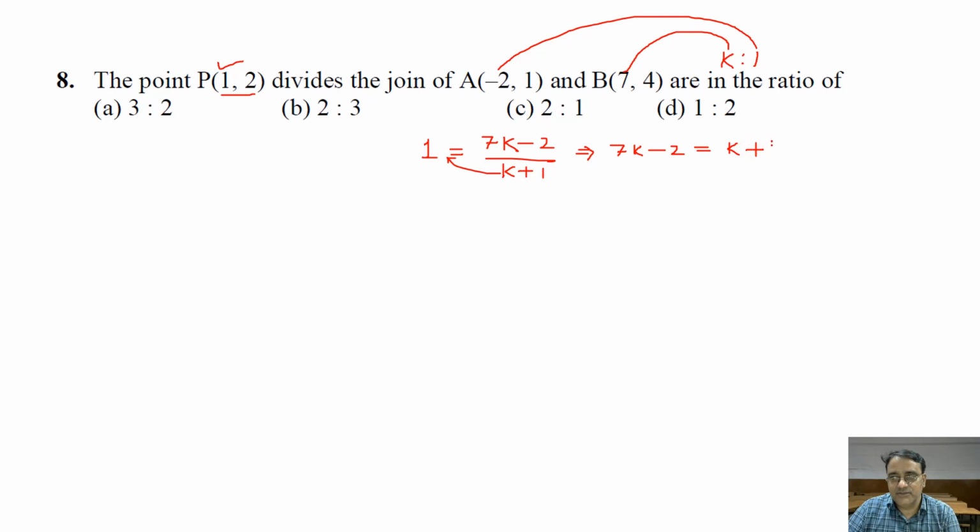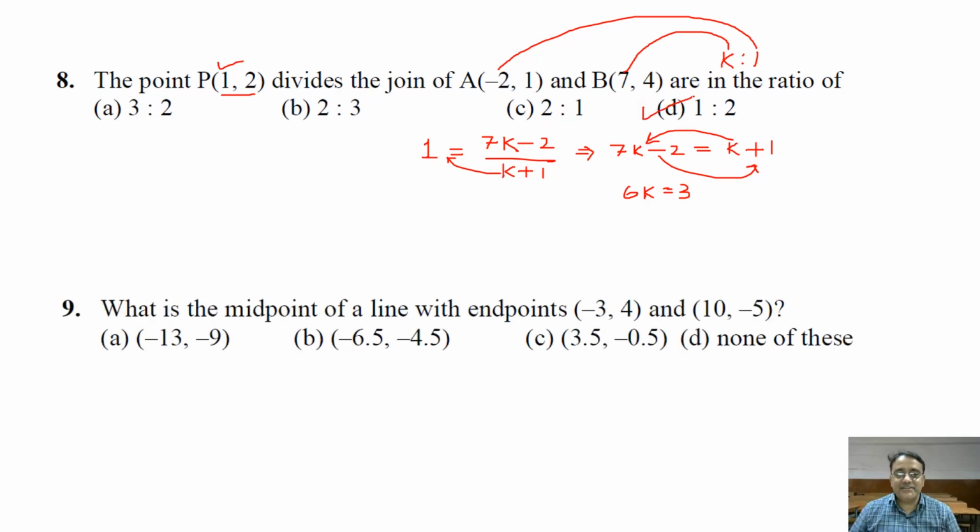Right? So now shift k to this side and -2 to this side. When you shift k to this side, that will become -k. 7k minus k will become 6k, and when you shift -2 to this side, it will become +2. So 1 plus 2 will become 3. So what is the value of k? 1 by 2. So same answer we are getting, 1:2.